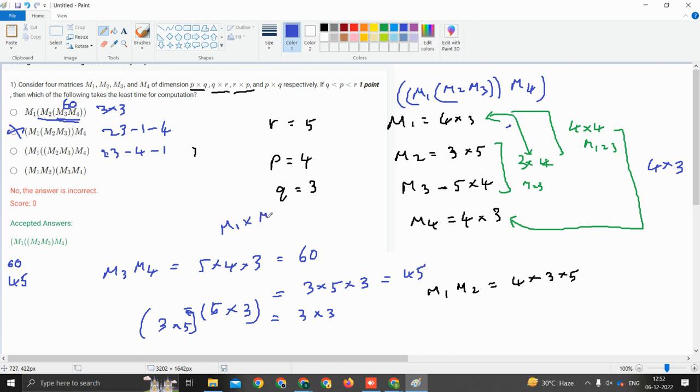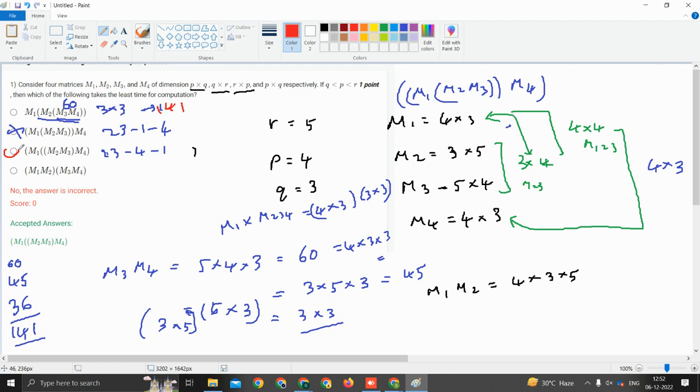So M1 times M234, right? M234 was 3 cross 3. What is M1? 4 cross 3. That means 4 cross 3 cross 3. Very good. Can you tell me? 4 3s are 12, 12 3s are 36. Very good. So if you sum it up, how many operations do you have? 141. This is for the first option. Now let's do it for the correct option.